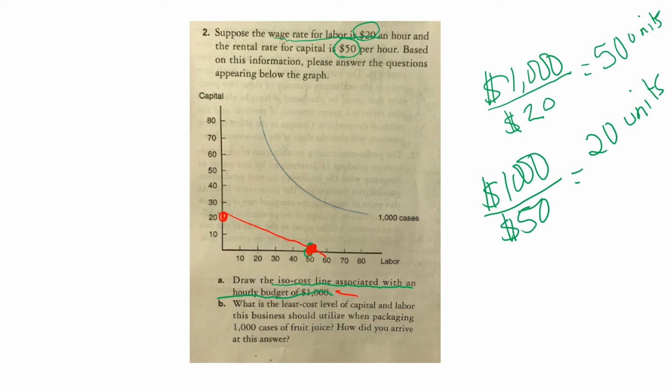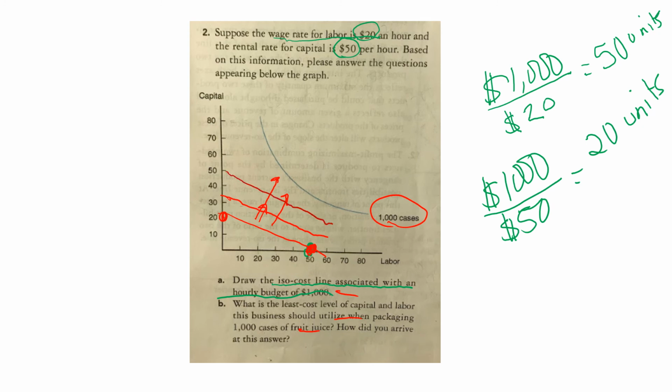What is the least cost level of capital and labor this business should utilize when packaging 1,000 cases of fruit juice? So we're looking to produce 1,000 cases. This is our ISO cost line, and we need to basically move this parallel until it becomes tangent. The best way to do this is to take a piece of paper and slide it up to the point where it meets tangent. I'm going to try to do the best that I can here by just drawing a series of parallel lines, but they're not going to be perfect.